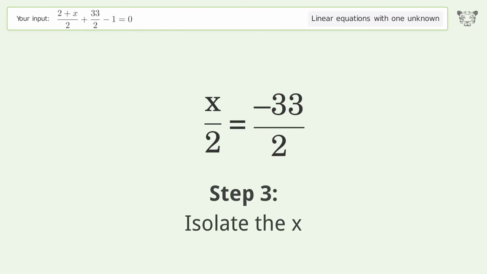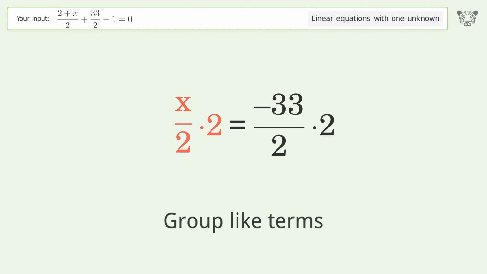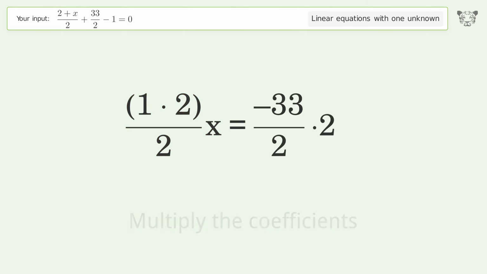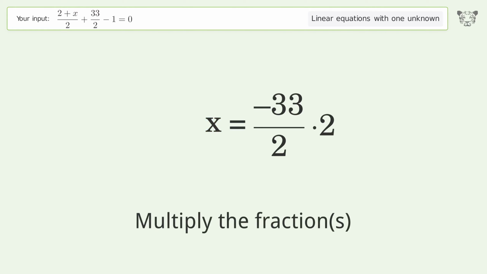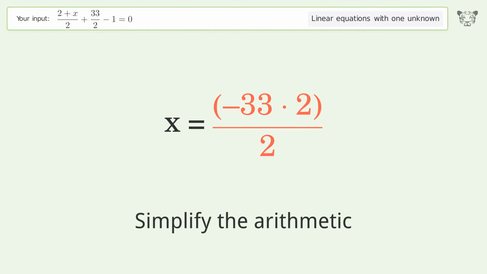Isolate the x. Multiply both sides by 2. Group like terms. Multiply the coefficients. Simplify the fraction. Multiply the fractions. Simplify the arithmetic.